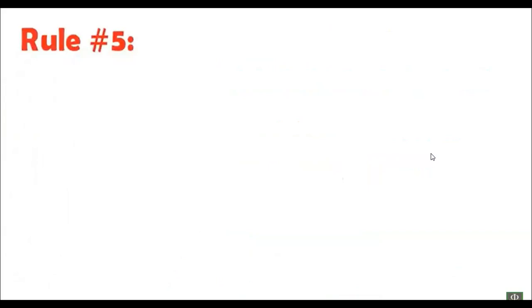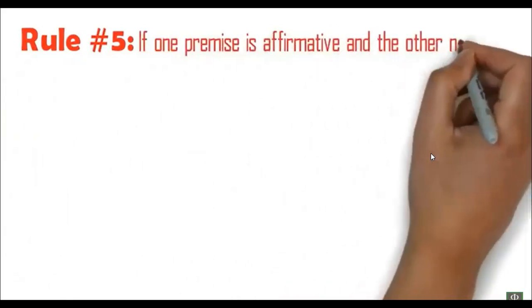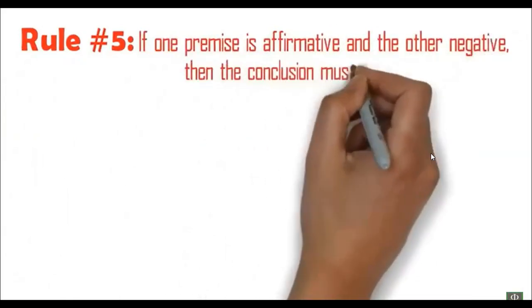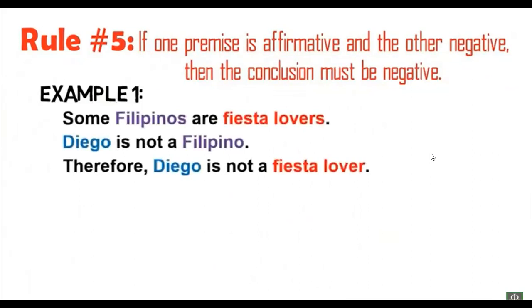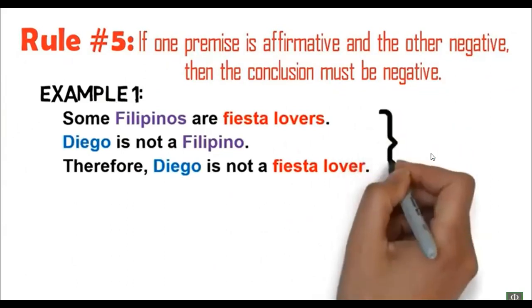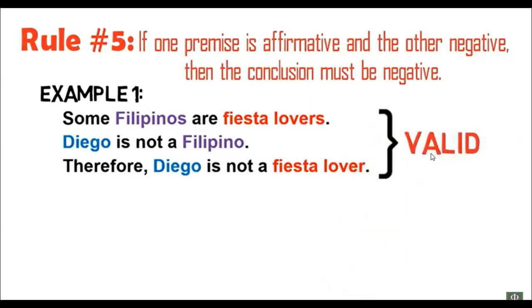Now, rule number 5 of the 8 rules of syllogism states, if one premise is affirmative and the other negative, then the conclusion must be negative. Example, most Filipinos are fiesta lovers. Diego is not a Filipino. Therefore, Diego is not a fiesta lover. This syllogism is valid in the context of rule number 5. As we can see, the first premise is affirmative, the second premise is negative, and the conclusion is negative.